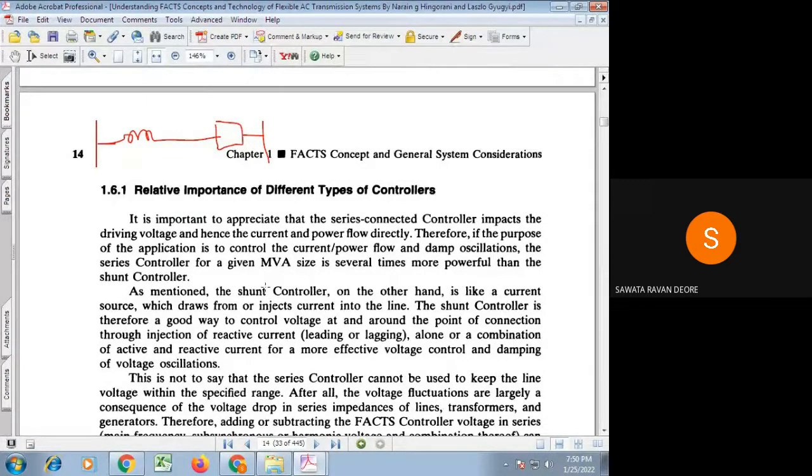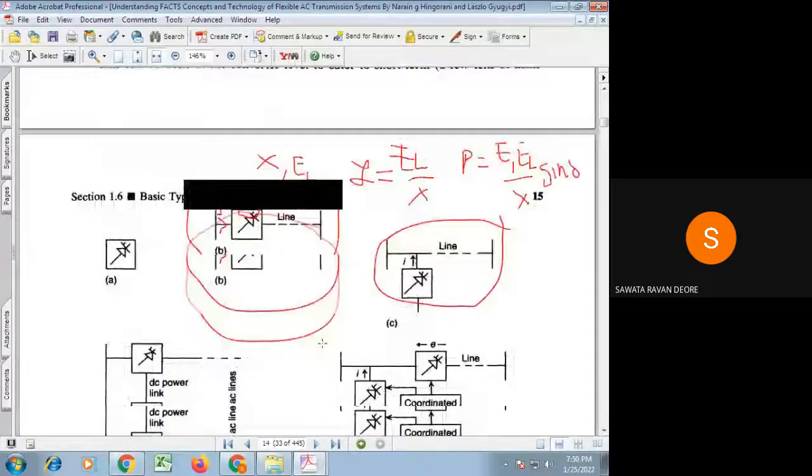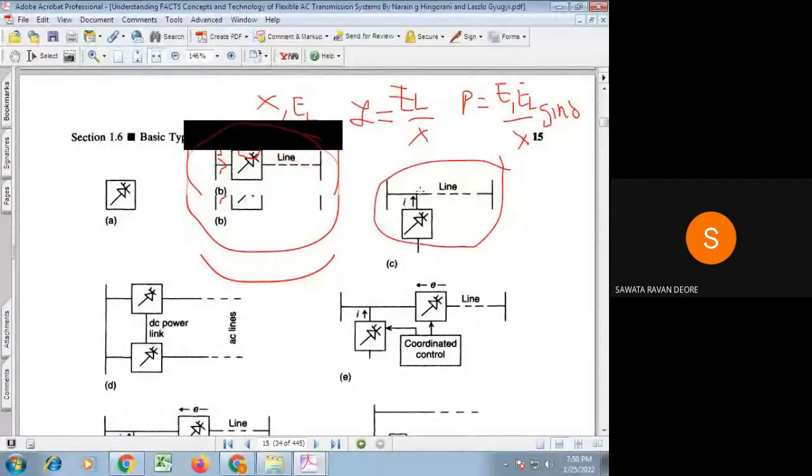Whereas if we talk about the static shunt controller, what does it do? It injects current, and according to that current's phase relationship with the line voltage, suppose this is E1 at this end, it exchanges real and reactive power with the transmission line. By exchanging that real and reactive power with the transmission system, it maintains the voltage at its point of connection constant.